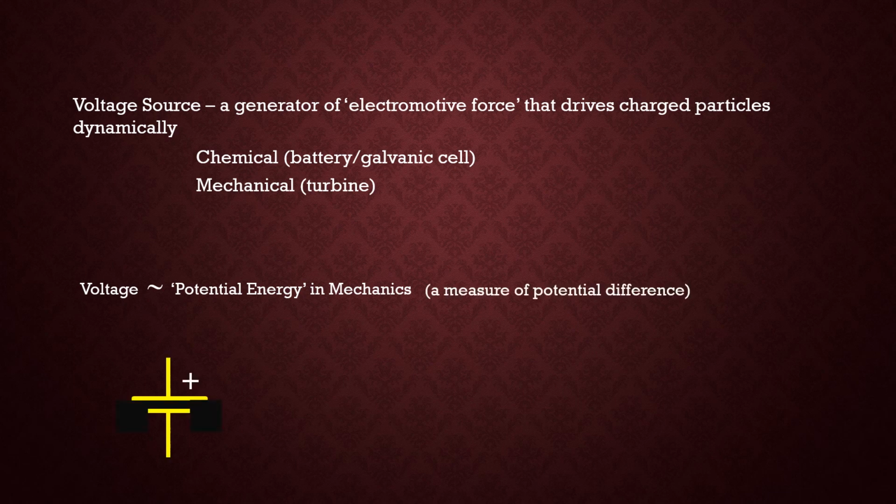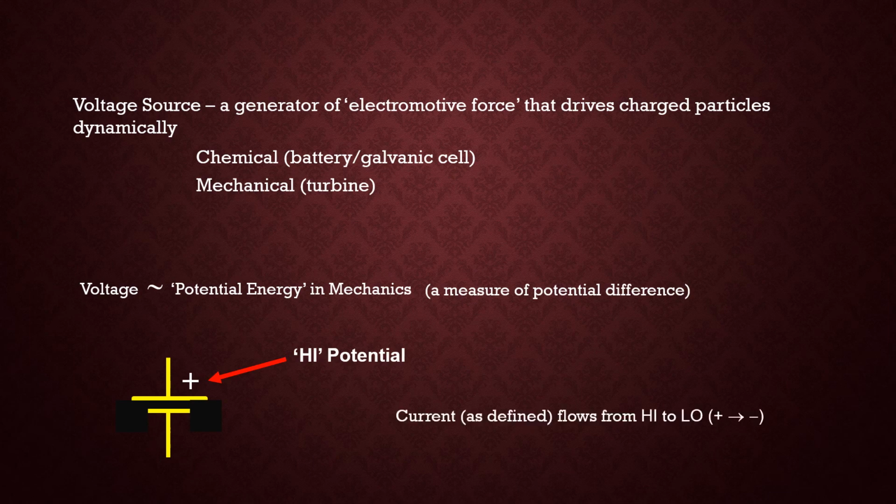The symbol I'm going to use is these unequal parallel bars. I'll indicate polarity with a plus sign, and the plus sign indicates the high potential. So the current is going to flow from the position of high potential to that of low.